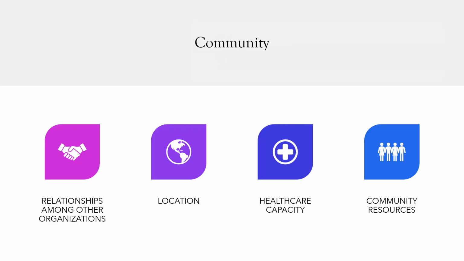The next thing I want to talk about is community. So, first of all, on the list, starting left to right, relationships among other organizations. An example of that would be Altman. I work for Altman, and I work in the MRI department, and so a lot of the time we have to do some investigating on people who have anything that's metal inside of them just to make sure that it's safe for them to have an MRI.